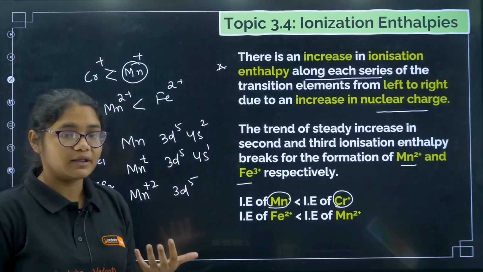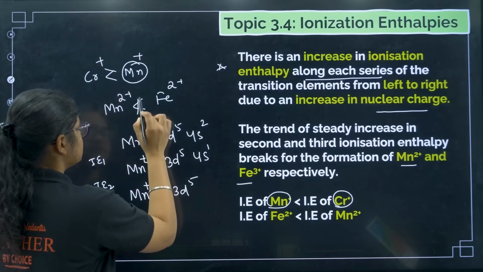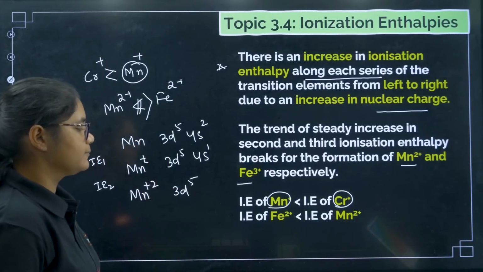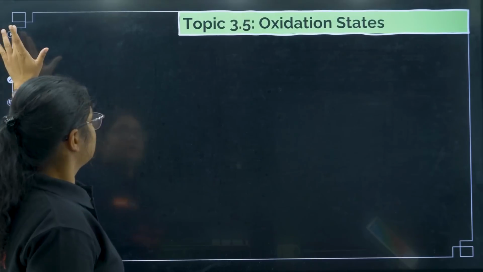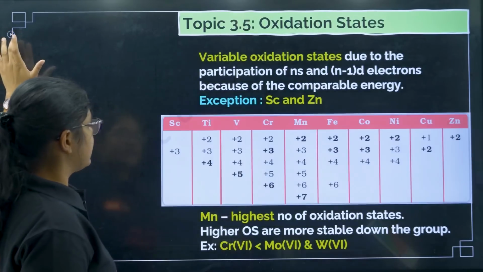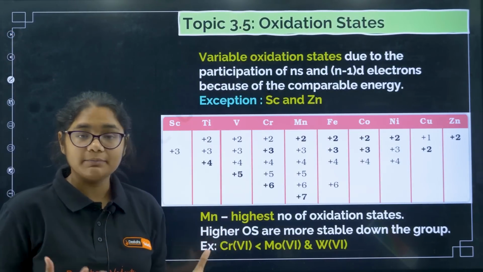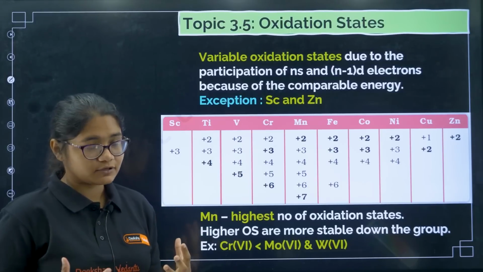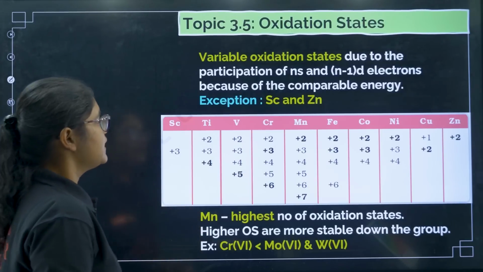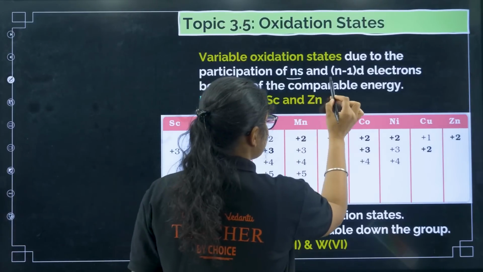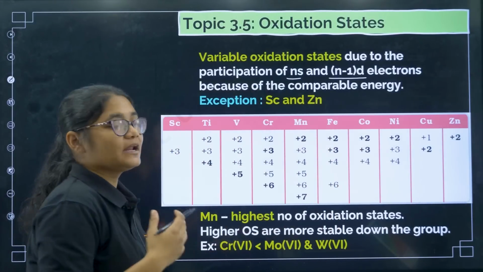So here you will require more energy, and that is why this is not the sign, rather this is the sign, okay. Clear? Next, coming to oxidation states. All the transition elements show variable oxidation states. What is the reason for that? The main reason is that both the Ns and (N-1)d electrons can participate.